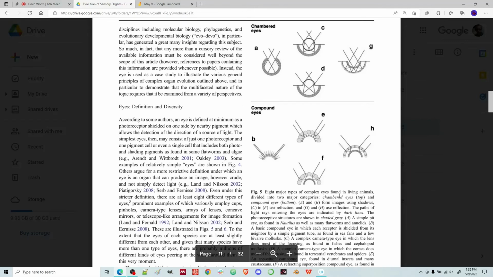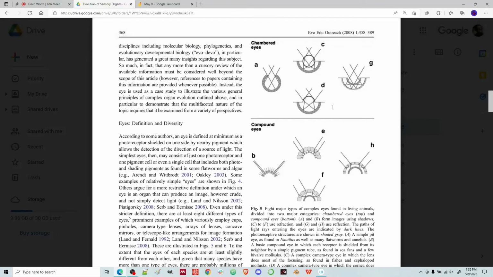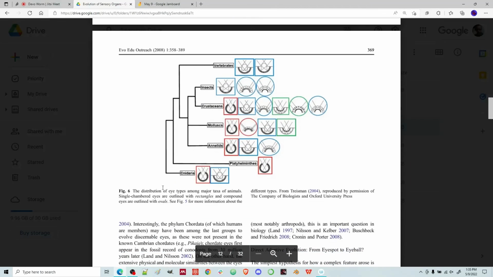And so you can see that there are different types of eye that evolve, and they evolve in different ways. You can have different families of this type of eye, and they have different ways of functioning. And so you can see this diversity in action here. And this shows an example distribution of eye types across major taxa.